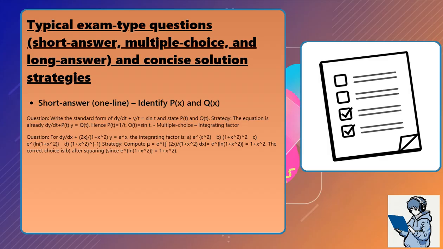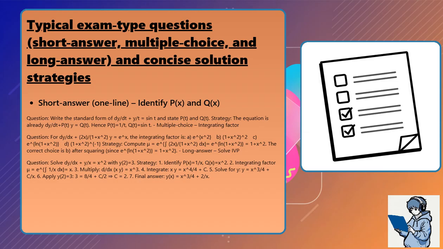Strategy. Compute mu equals e to the integral of 2x over 1 plus x squared dx, equals e to the ln of 1 plus x squared, equals 1 plus x squared. The correct choice is C, since e to the ln of 1 plus x squared equals 1 plus x squared. Long answer: solve initial value problem.